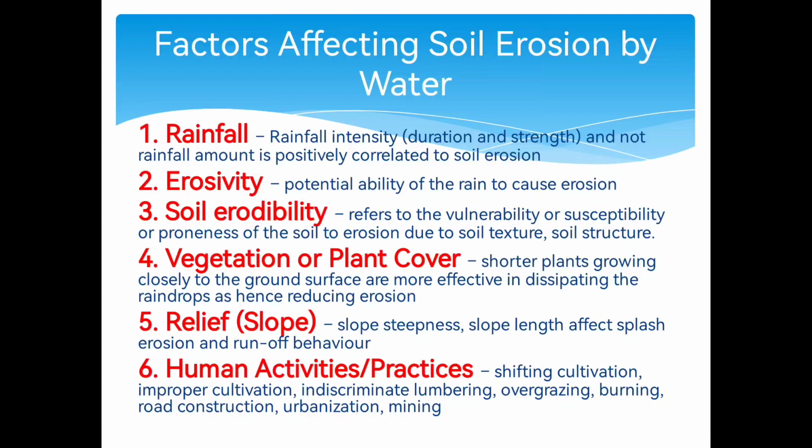Number 5 is relief or the slope. And this refers to the slope steepness, gaano ka steep at saka gaano kahaba yung slope length because it affects splash erosion and runoff behavior. And then we also have number 6, the human activities or practices. Like shifting cultivation or kaingin, improper cultivation, indiscriminate lumbering, overgrazing, burning, road construction, urbanization, and mining. These activities all affect soil erosion.